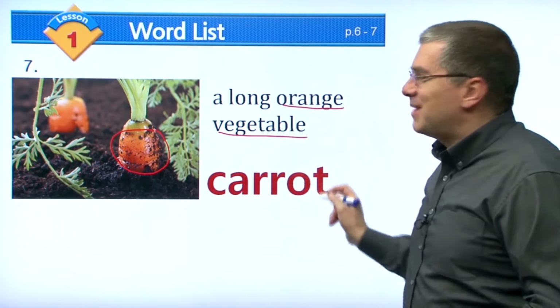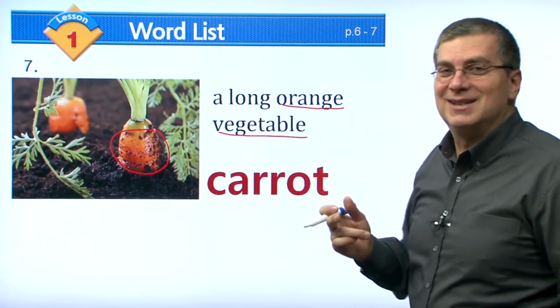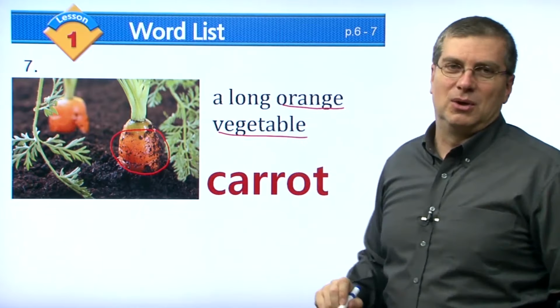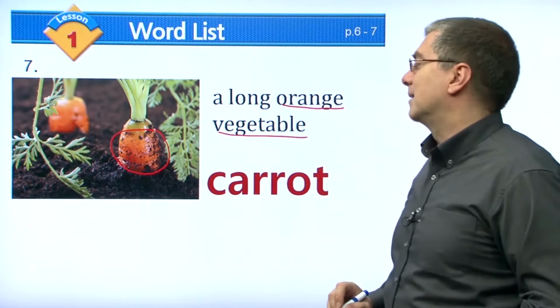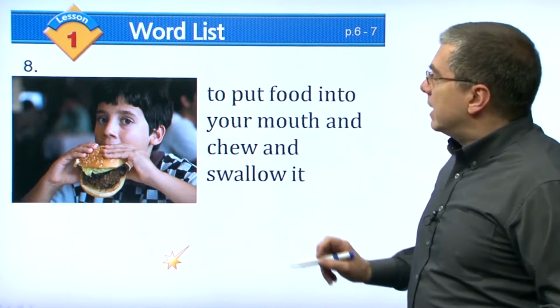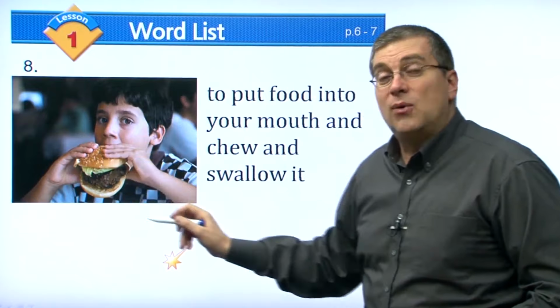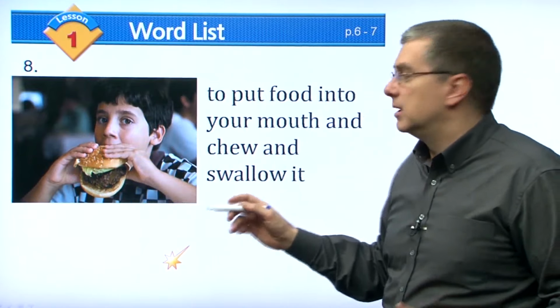But if you eat many carrots, you have good eyesight, okay? But carrots are long orange vegetables. They're very good for you. Okay. Now, here we have an action. It's not a noun. We're looking for a verb, an action.